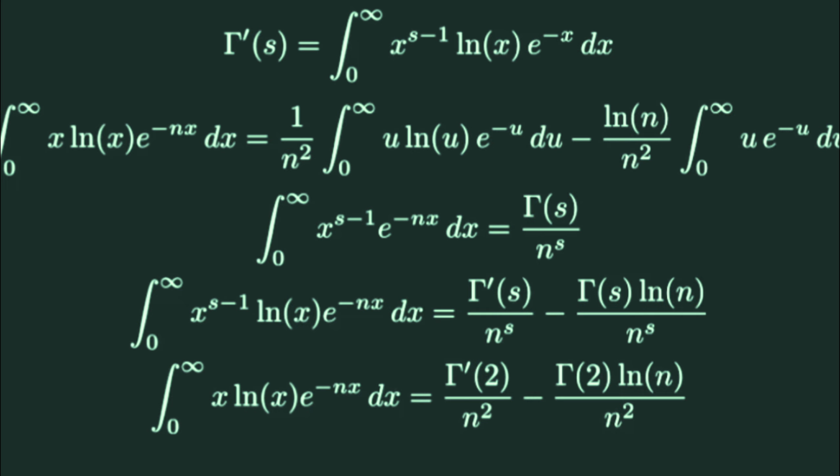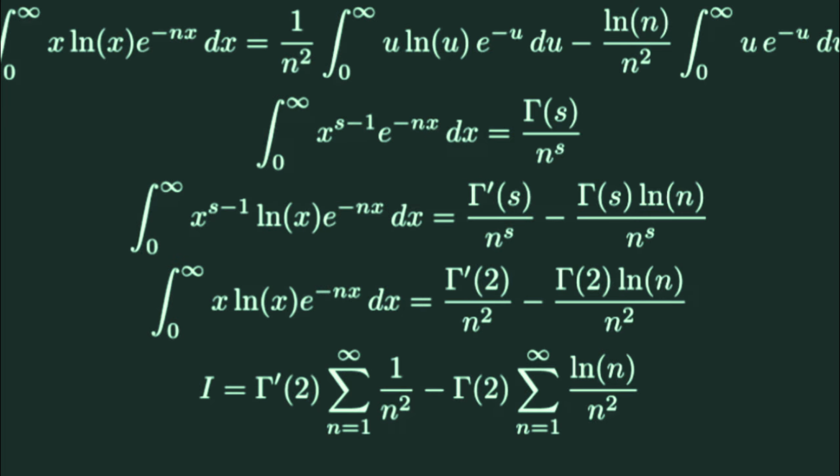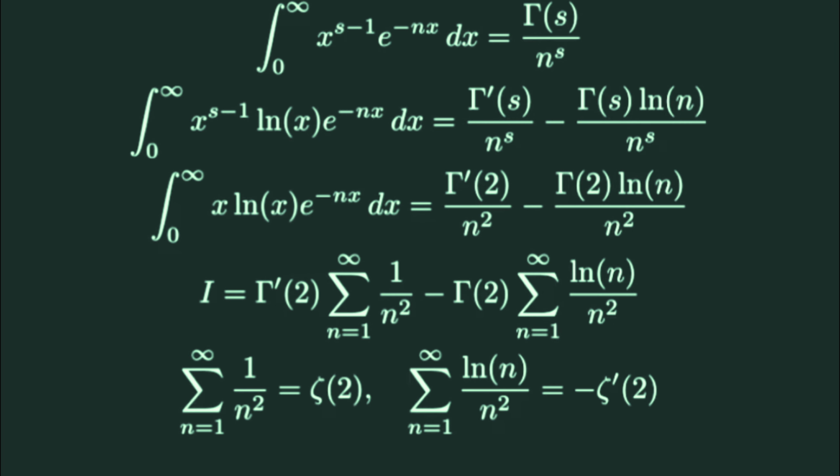This creates two famous series. The sum of 1 over n squared is zeta of 2, and the sum of log n over n squared is negative zeta prime of 2. So we can write the answer using zeta functions. Substituting these identities gives a clean expression.